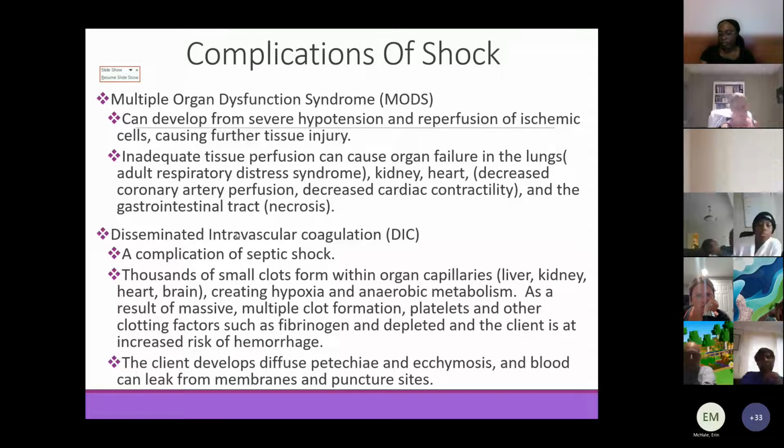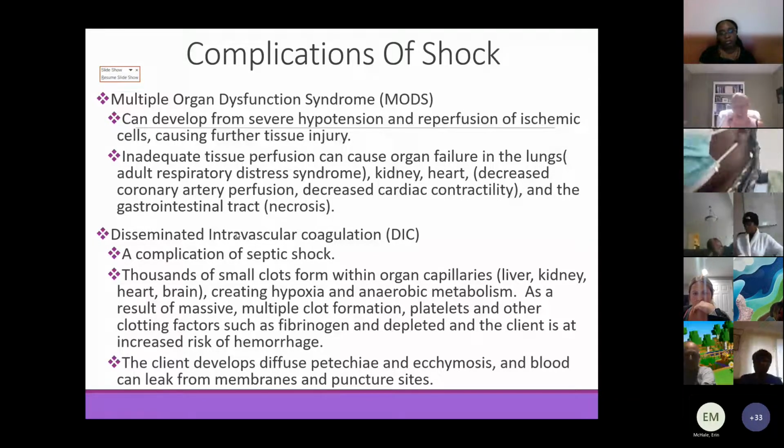Another thing that patients develop is disseminated intravascular coagulation, which is DIC. This is a side effect of someone who developed septic shock. What happens here is that there are thousands of very tiny clots that start to form in our capillaries. Because the blood flow can't get through, the body becomes hypoxic. And then the body loses its ability to make clots to stop bleeding, and then the patient's at risk for hemorrhaging.